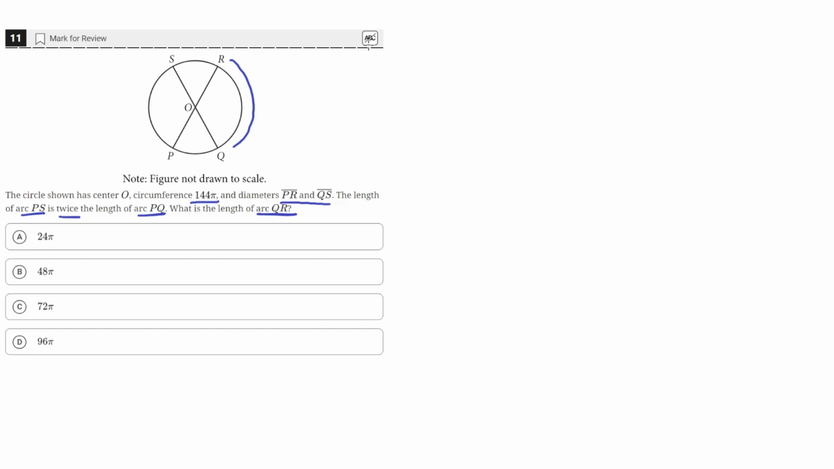So since we know that QS right here is a diameter, this means that the arc that it defines is equal to half the circumference. So this arc going from S to Q is 72 pi, which is half of 144 pi. And using that, we can create a system of equations to find the length of arc PQ. So we know that the length of arc SP, let's call that X, and the length of arc PQ, let's call that Y. Those lengths added together should equal 72 pi.